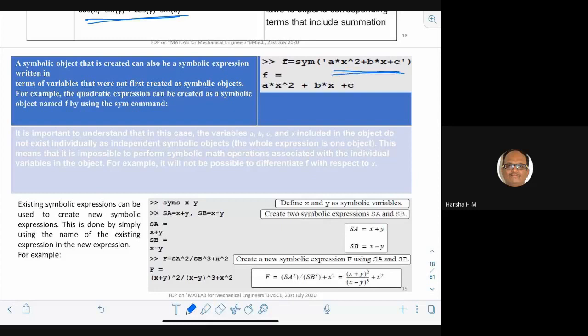Now, it is not advisable to go this way. Earlier textbooks had recommended this way. It is better to define, as I told you, a, x, b as symbolic variables and also c, and then write the expression. Automatically, f will become symbolic.